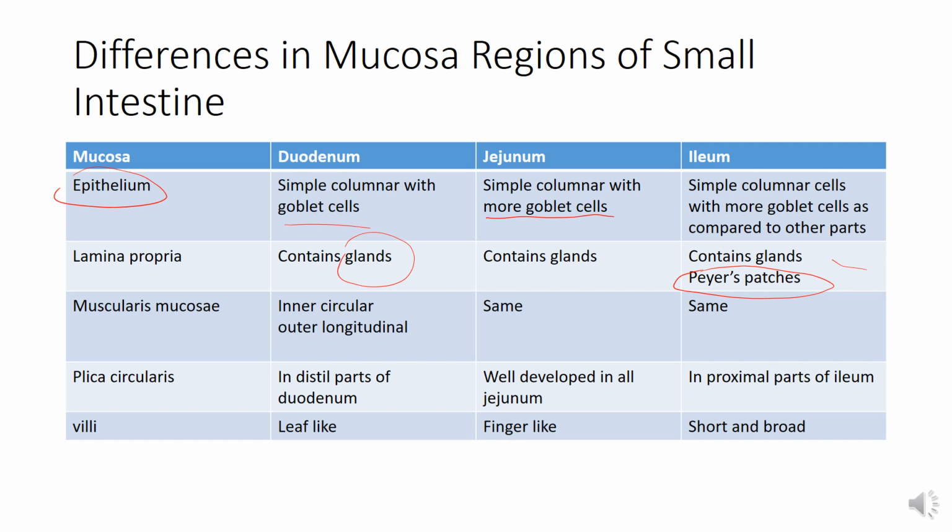Now, villi. The duodenum mostly bears tall and broad villi that appear leaf shaped in section. However, some finger shaped villi are also present in the duodenum, while the jejunum is characterized by a mixture of finger shaped villi. In the ileum, the villi are short and broad, and there are a sparse number of villi in the ileum part of the small intestine.